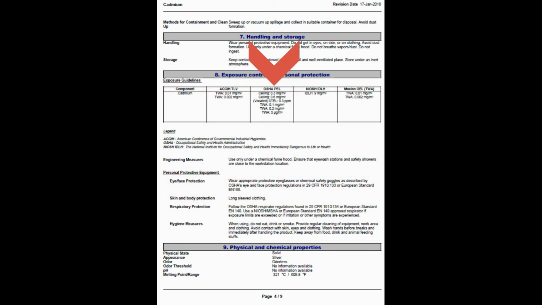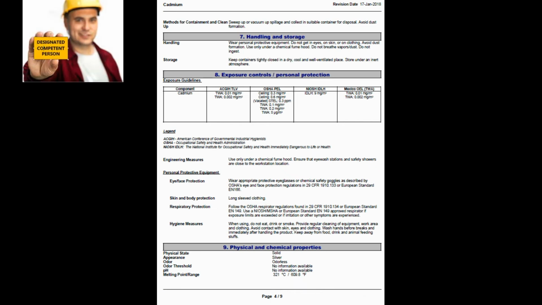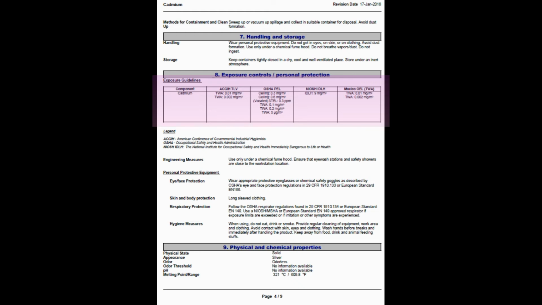Down here you're going to see the ceiling. Now these are all TWAs, which is a time weighted average. This is all how much you can be exposed to over X amount of time. Give it to the competent person for your company, for hazardous materials, for your job site, and they can explain this to you in much greater detail. Overall, it's how many parts per million you can breathe in or be exposed to over an X amount of time. Moving on down, we have our engineering measures that can help control things, a chemical fume hood.